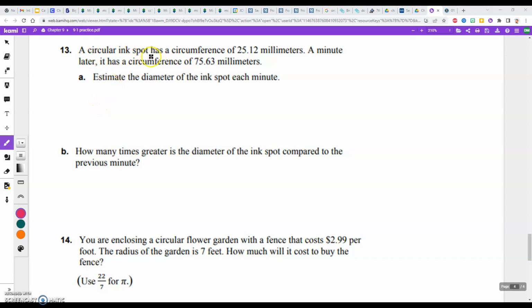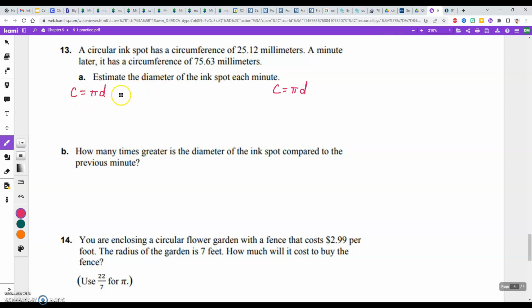Okay, a circular ink spot has a circumference of 25.1 millimeters. A minute later, it has a circumference of 75.63 millimeters. So we want to estimate the diameter of the ink spot each minute. So we're going to do two problems. We're going to do circumference equals pi times diameter for the first ink spot, and then we'll do the same thing for the second ink spot.